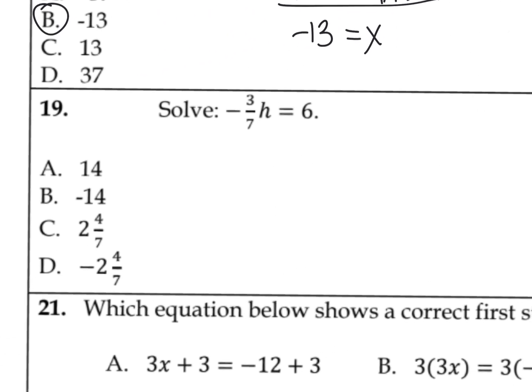On to 19, you have negative 3/7 h equals 6. Go ahead and solve that. So we are dividing both sides by negative 3/7. I see that I have a positive divided by a negative, so I automatically know my answer needs to be negative. And type that right into your calculator. You should get choice B.